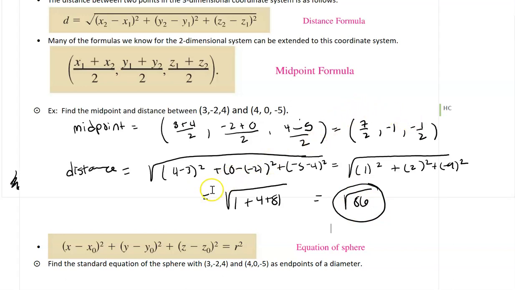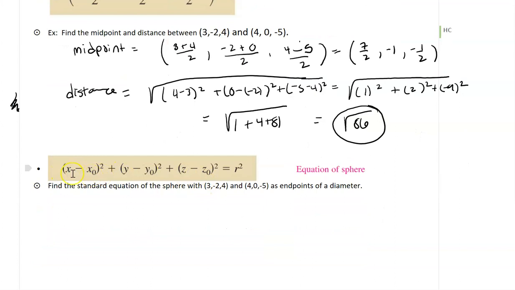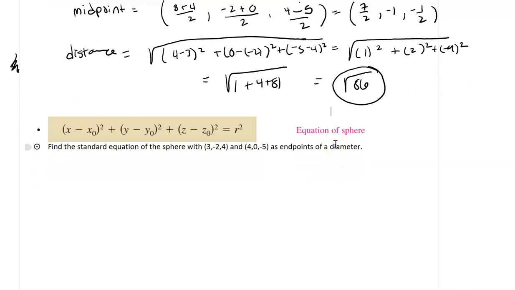Instead of equations of a circle in 3 space, if we have all three of these, x minus x0 squared plus y minus y0 squared plus z minus z0 squared equals r squared, this forms a sphere or a ball. And basically, if you're given 2 points that are endpoints of a diameter, your r is going to be 1/2 of that, and your center is going to be the midpoint of that. So r will be 1/2 the diameter, which is 1/2 the distance. And of course we just found the distance, which is the square root of 86.